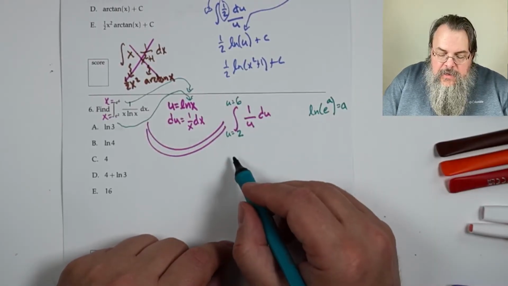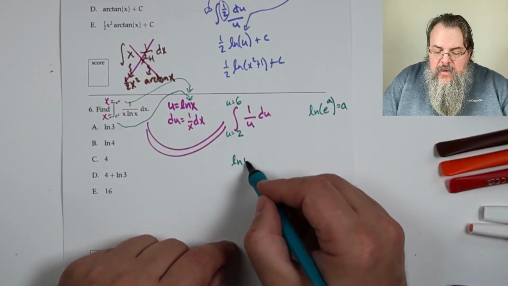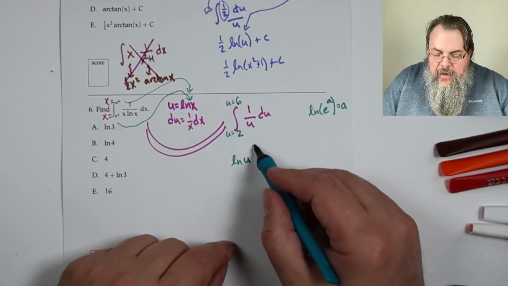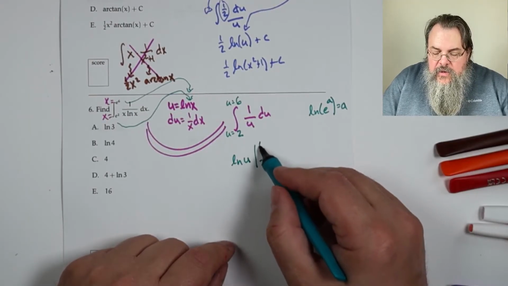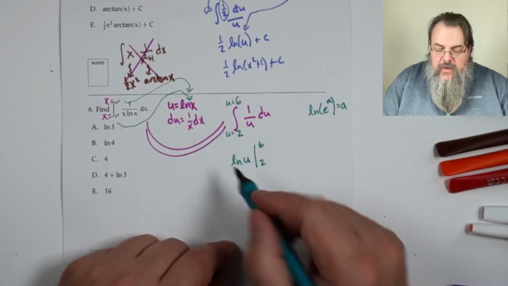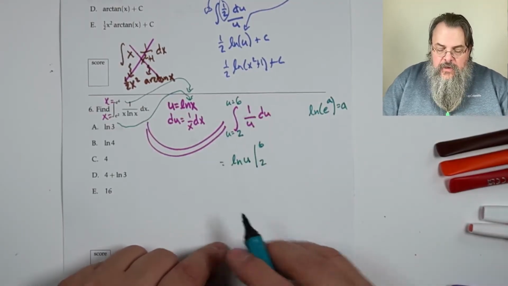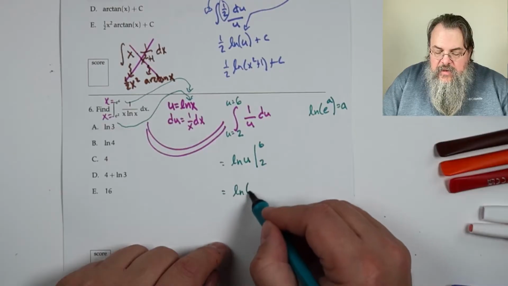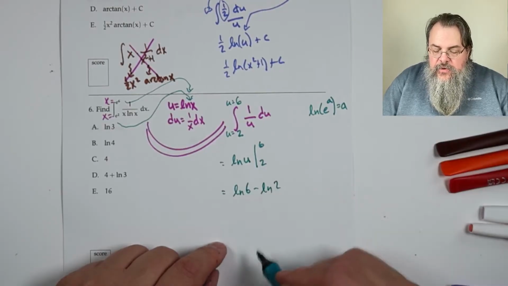And so what do we end up with? This becomes log u evaluated from 2 to 6. Okay, because the integral of 1 over u is log u. So that's log of 6 minus log of 2.